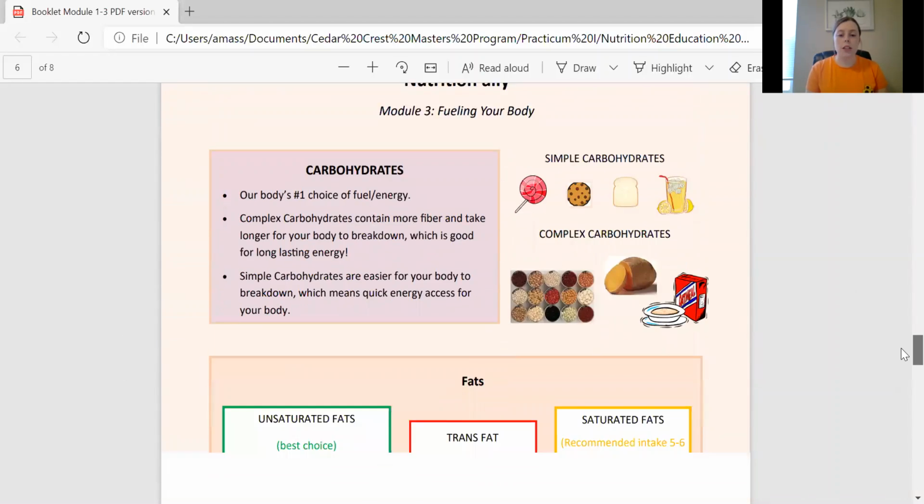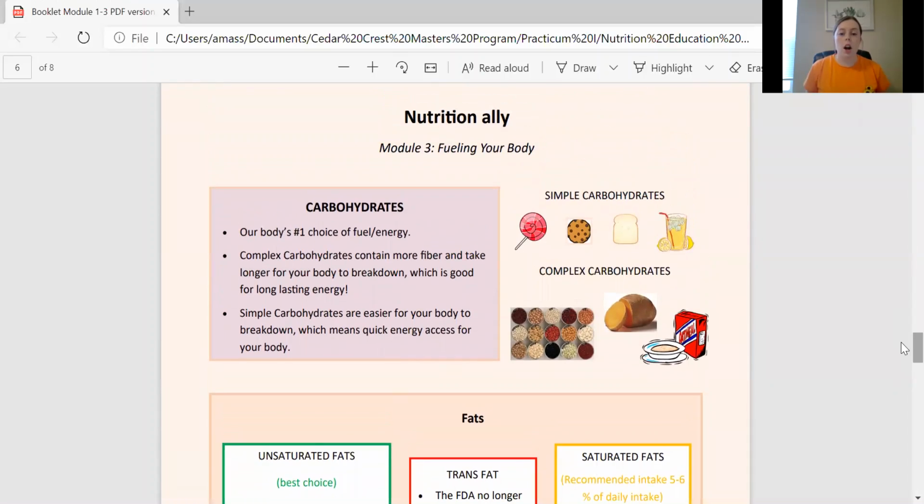So let's start off and talk about the carbohydrates here. Carbohydrates are the number one source of energy for your body, and your brain's number one source of fuel. So carbs, again, are not the enemy. They're very important to sustaining life and fueling your body properly. As I mentioned previously, we're going to break down examples of simple carbohydrates versus complex carbohydrates.